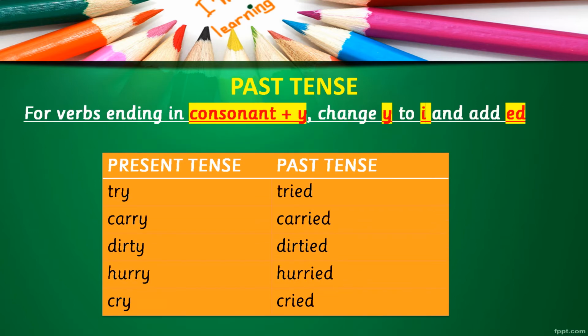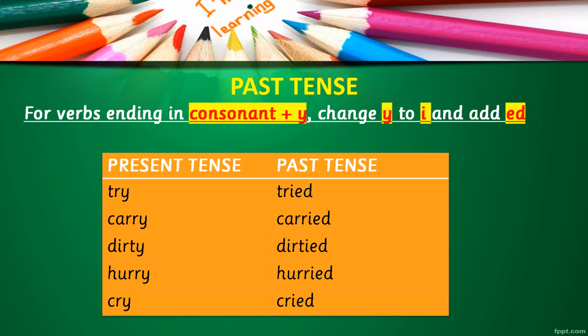Now, let us look at the second category or group of words where the second last letter is a consonant and the last letter is Y. In such verbs, the letter Y changes to I and you add ed to make it into past tense. Let us look at the examples. For example, try will become tried in the past tense.